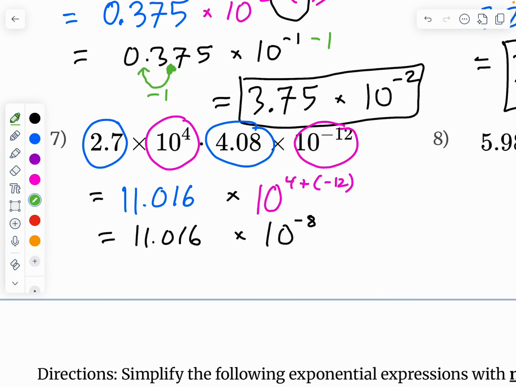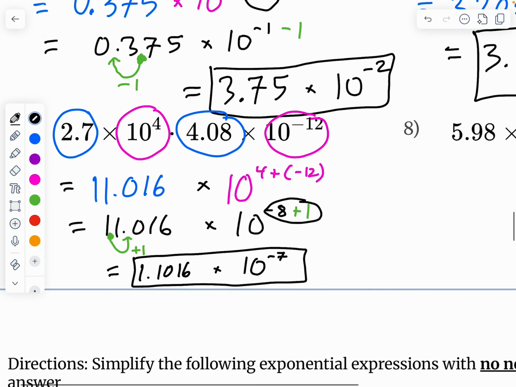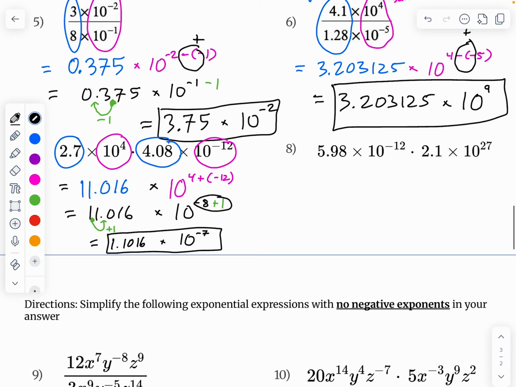Okay, proper form. This is not proper form. So I'm going to move the decimal to where it needs to be. Draw an arrow to where it was. Does that add 1 or subtract 1? Yeah, on the number line, it's to the right. If you said add 1, that is correct. We get 1.1016 times 10 to the, don't make a mistake, negative 8 plus 1 is negative 7. And that would be the correct answer.